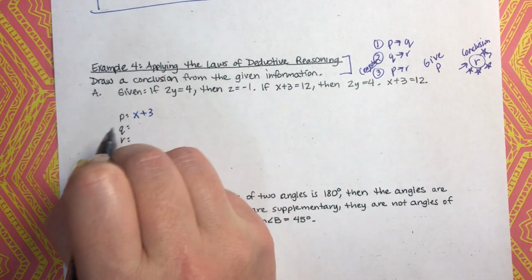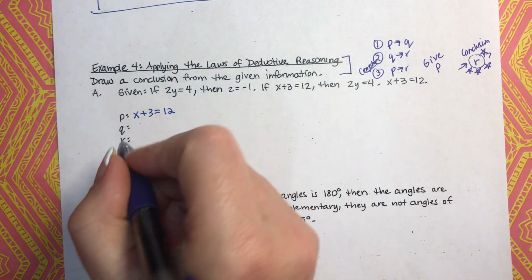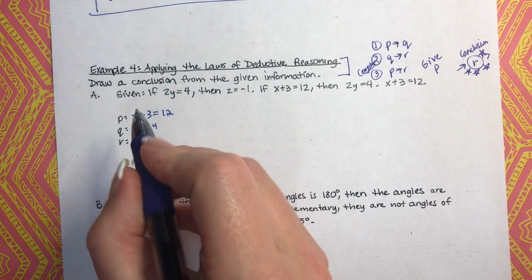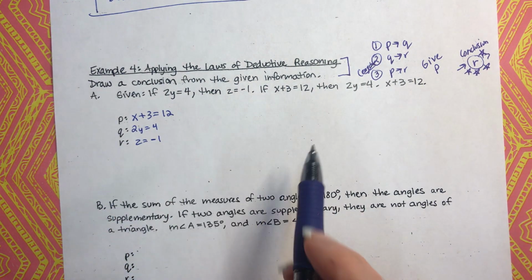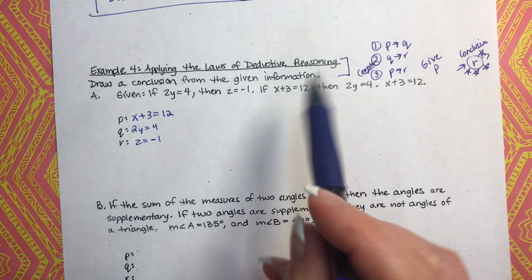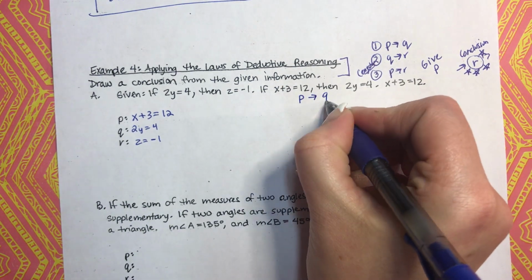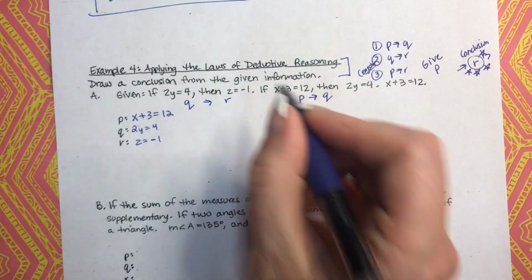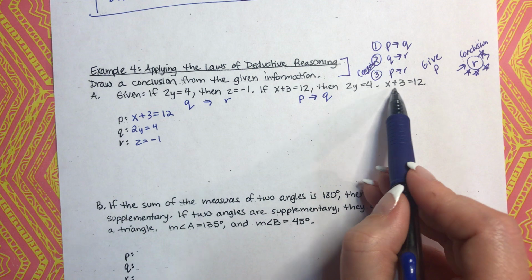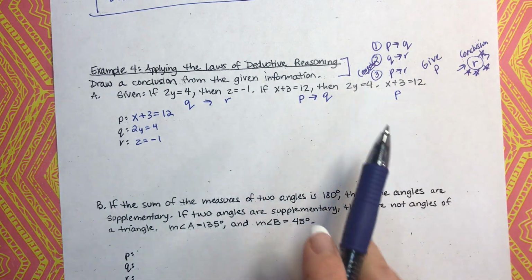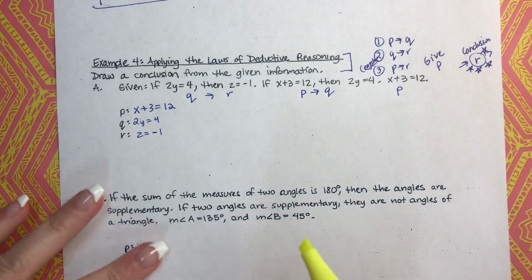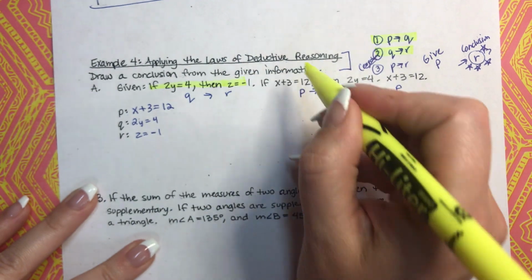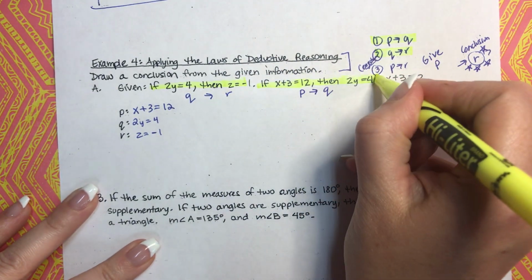So I'm going to go ahead and write that down. If x plus 3 equals 12, then 2y equals 4, and then our R is z equals -1. Okay, so this is the first statement, our P to Q. This is our second one, which is Q to R. And then after this, what's this? x plus 3, that is our P. Okay, so these are the first two statements that they gave us. This and this. That is here, and that is here.